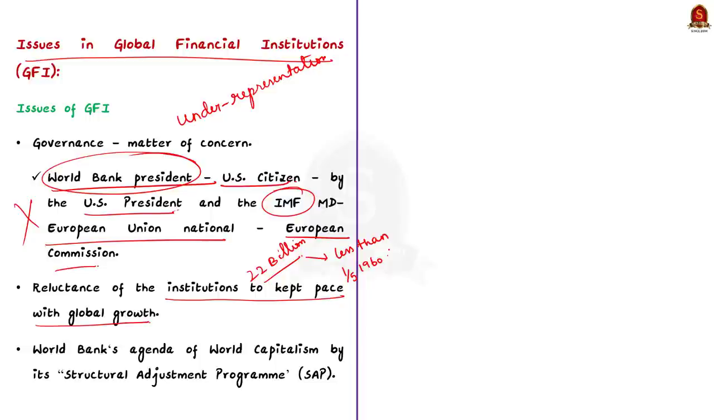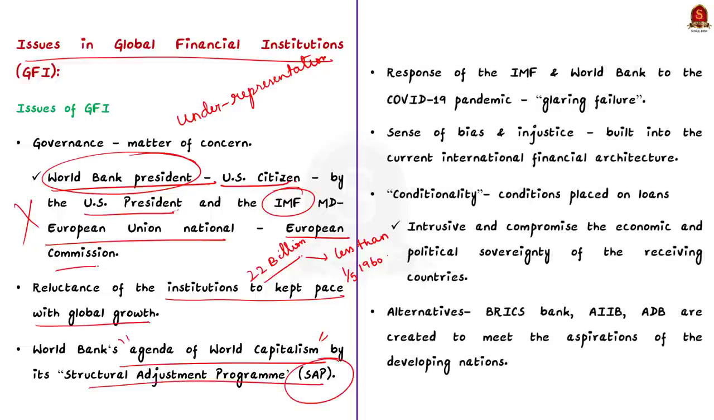Thirdly, the World Bank is often criticized as spreading the agenda of world capitalism. For example, take the Structural Adjustment Program, SAP, by the World Bank. Here, SAP means free market policy reforms that are imposed on developing countries by the World Bank as a condition for receiving loans. Many critics accuse that SAP policies have increased the gap between rich and poor in many developing countries.